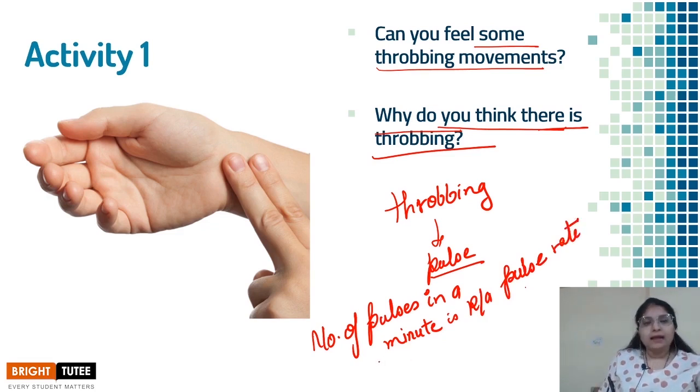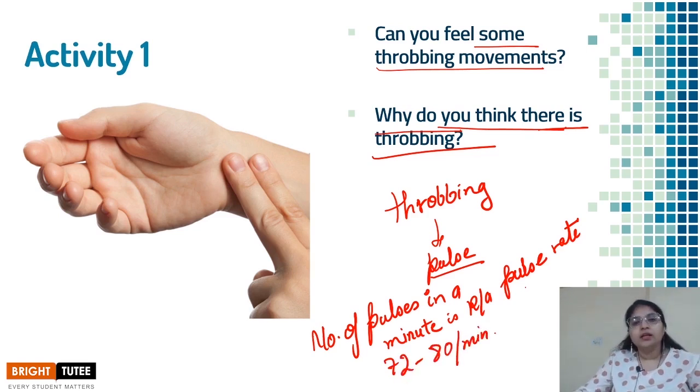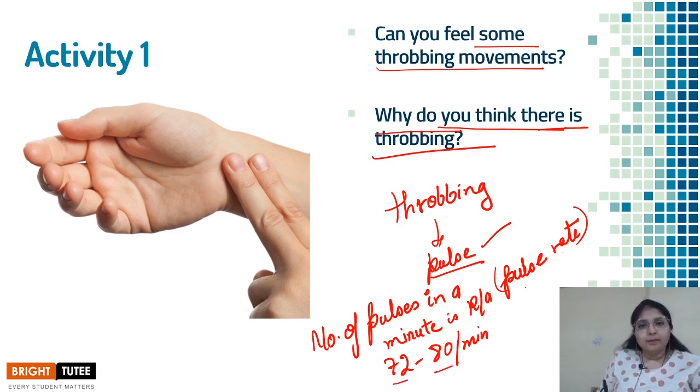So at the resting phase, that is when I am sitting over here like this, or when you are sitting and checking your pulse, it is 72 to 80 per minute for a healthy human being. So again, what is a pulse? Pulse is created when the blood is flowing in jerks into the artery, and the number of pulses in a minute is called the pulse rate. And it is 72 to 80 pulses per minute for a healthy person.